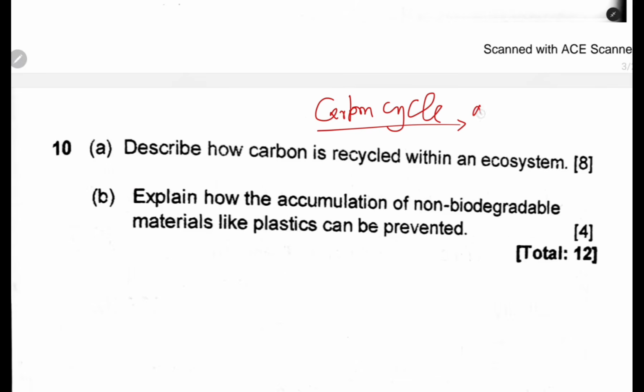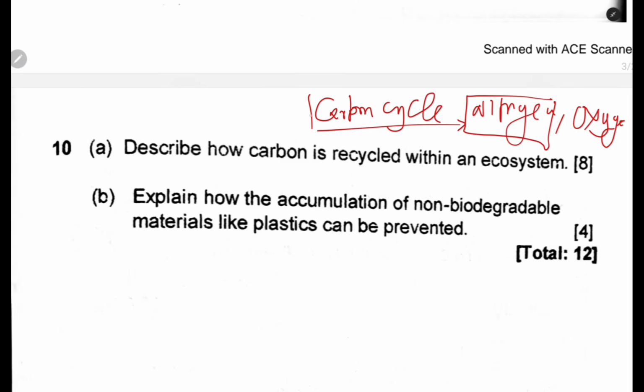So carbon cycle, nitrogen cycle, and also oxygen cycle. To it also add water cycle. But I think the tricky one is the nitrogen cycle. These others are simple. So you need to know how to describe how carbon is recycled, nitrogen is recycled, and also oxygen is recycled. How do you do it?